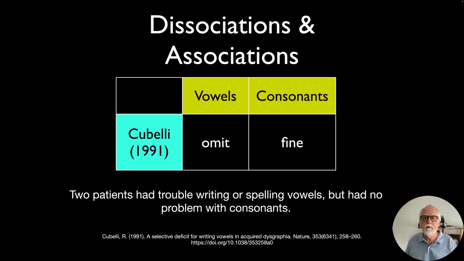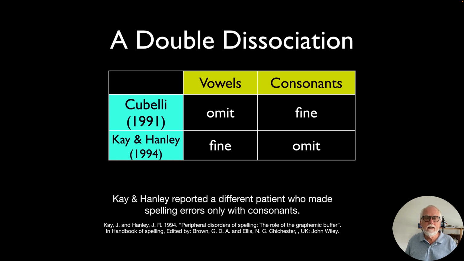And then interestingly, just a few years later, Kay and Hanley reported in the literature that they had a different patient who made spelling errors only with consonants. So the part of the brain where they had damage, this particular participant, they did fine with vowels, but they were really bad at consonants.